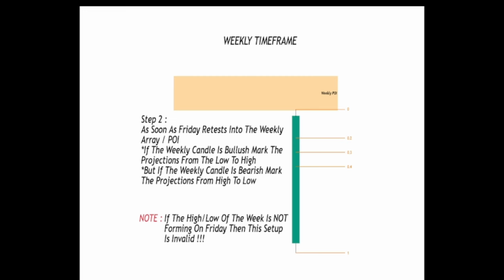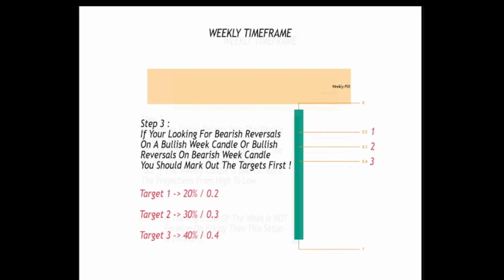But if the weekly candle is bearish and you're looking for a Friday reversal to the upside, you gotta mark out the Fibonacci from high to low. Instead of marking it from the low to the high, you're marking it from high to low. And noting, of course, again, if the high and low of the week is not forming on Friday, this setup is invalid. Don't even think about it. It's not even working once. Even though if it did, don't try it again. I just really want you to know this.